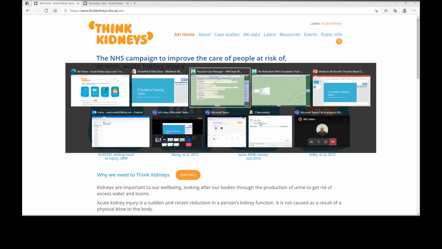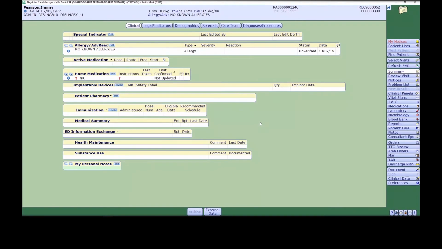What that means is if a patient has had acute kidney injury in the preceding year or during this admission, it will prompt you when you're completing any orders for blood tests or chest x-rays, for example, to complete an AKI electronic care bundle. So I've got a patient here within the test system, and I've been prompted to complete an AKI care bundle.